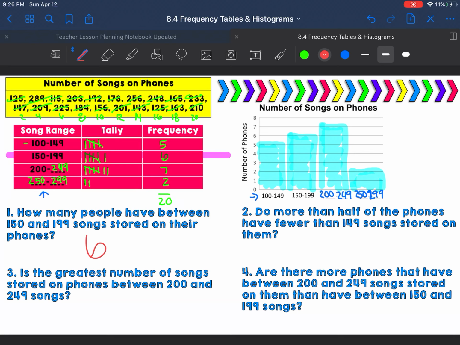Number 2, do more than half of the phones have fewer than 149 songs stored on them? We'll go to 149. 5. Now there's 20 total. Is 5 half of 20? No. So then my answer would be no.